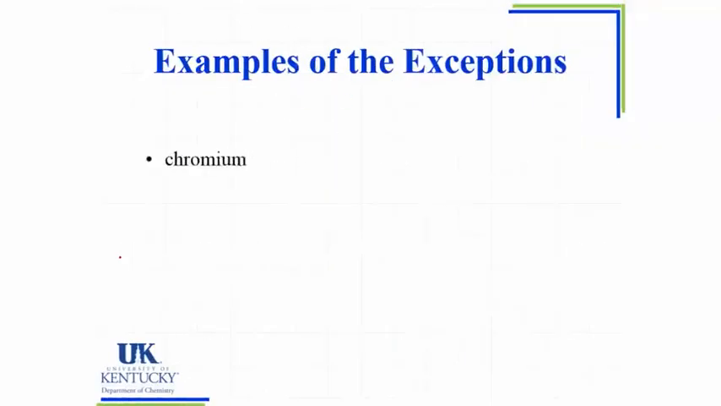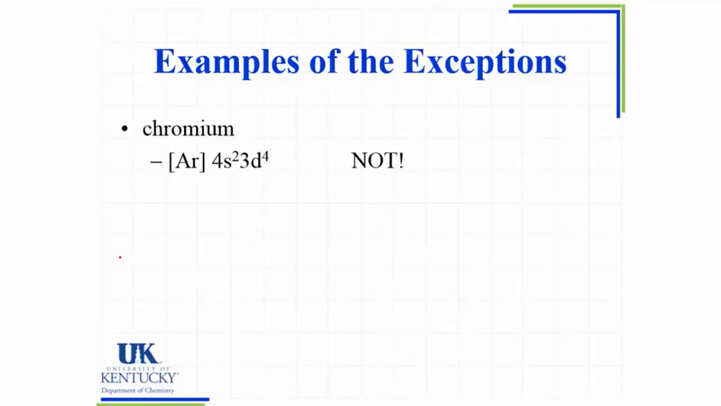Okay, so if we were to do chromium's electron configuration, this is what you would have come up with if you followed the rules. Chromium is argon 4s2 3d4. Now I'm looking for that 4 to show up. When it shows up, I know I'm not finished with it. I have to instead promote 1 electron up, and this would be the correct electron configuration of chromium.